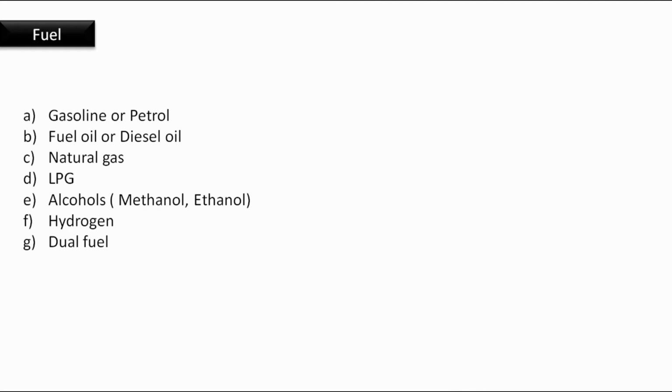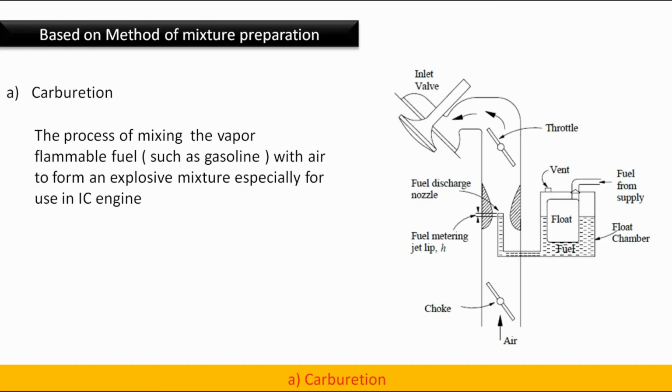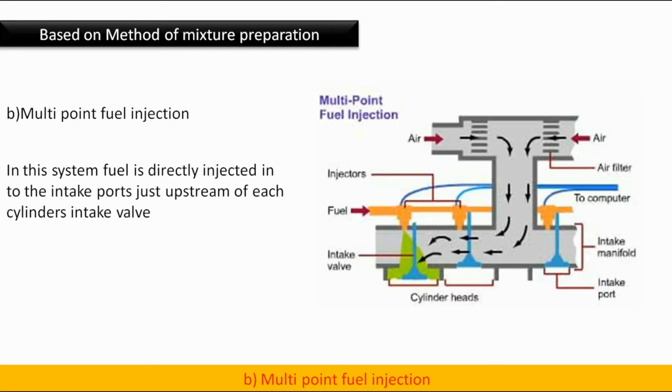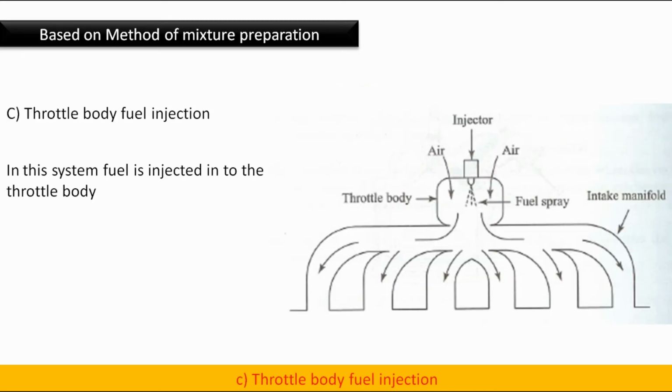Based on fuel, we have gasoline or petrol, fuel oil or diesel oil, natural gas, LPG, alcohols such as methanol, ethanol, hydrogen, dual fuel. Based on mixture preparation, we have carbureted. The process of preparing the vapor of a flammable fuel such as gasoline with air to form an explosive mixture, especially for use in IC engine. Next, multi-point fuel injection, throttle body injection. For multi-point fuel injection, in the system, the fuel is directly injected into intake ports just upstream of each cylinder's intake valve. Throttle body injection. In the system, fuel is injected into the throttle body.